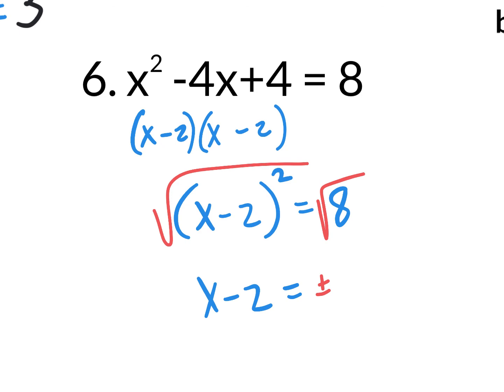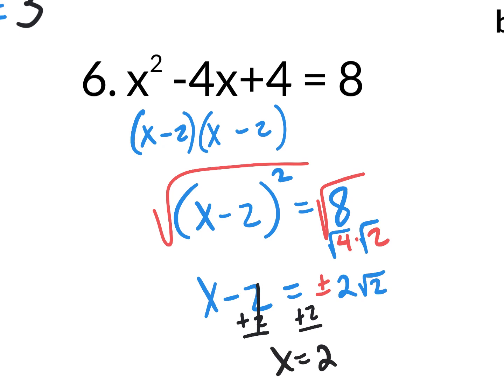and 8 is not a perfect square number, but I could rewrite it as 4 times 2. That way I could split the root. The square root of 4 is 2, and the square root of 2 is the square root of 2. All I need to do now is get rid of this minus 2 right here by adding 2 to both sides. Final answer will be x equals positive 2 plus or minus 2 square root of 2.